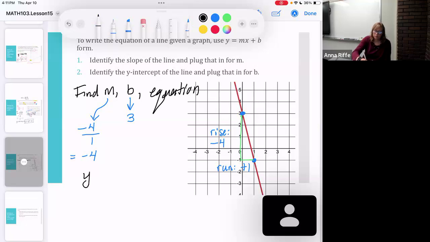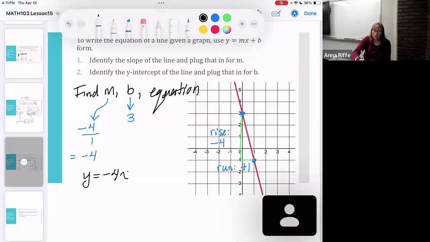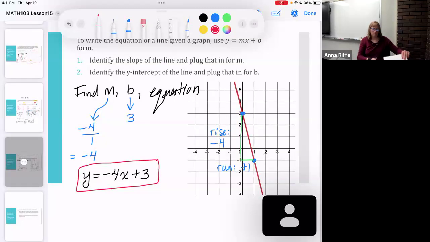So to put those in an equation, I get y is equal to m, which is -4, multiplied by x, and then add 3. So that is the equation of my line. Any questions about that one? All right, great, sounds good.